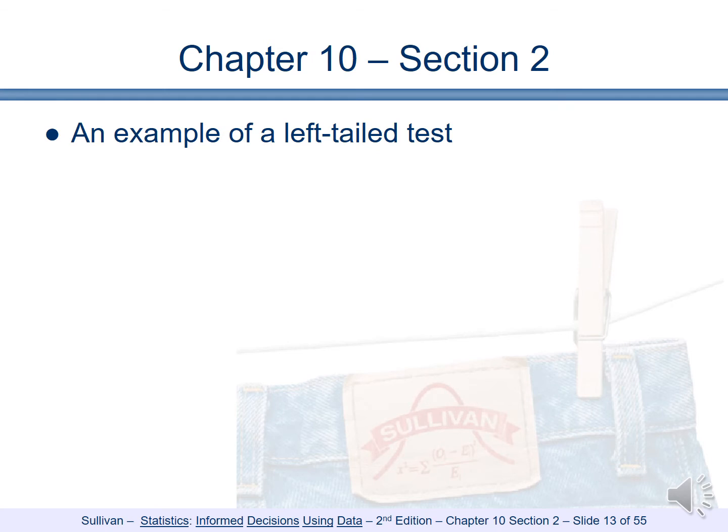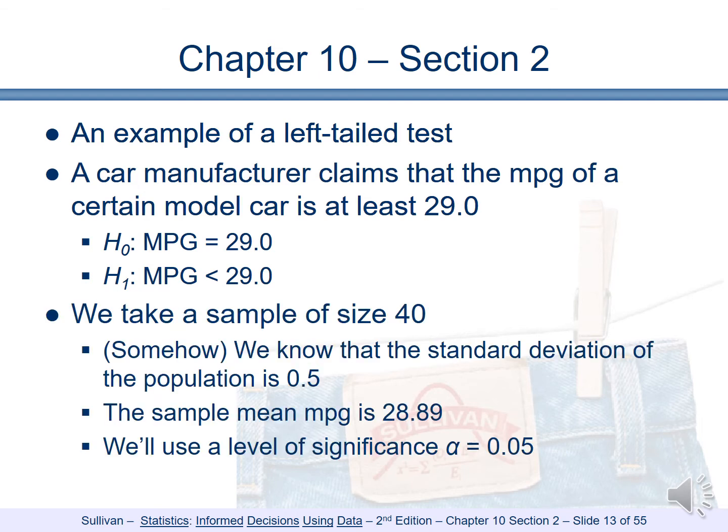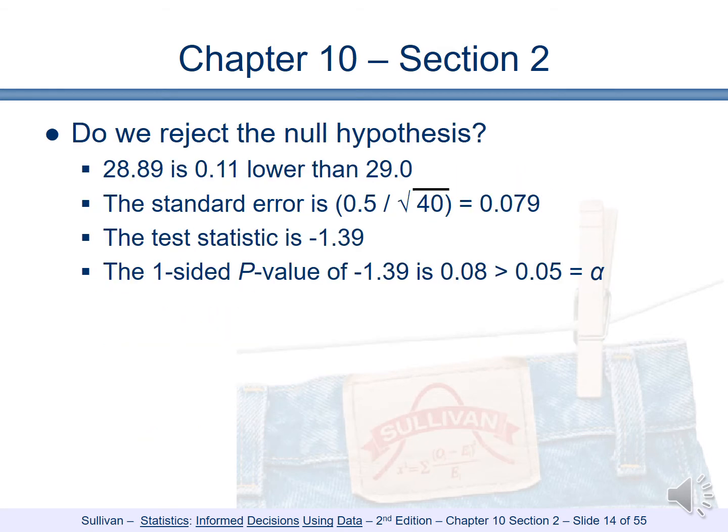Okay, here's an example of a left-tailed test. Again, I'll show you how to find these. Just hang tough with me for a couple more minutes. A car manufacturer claims the miles per gallon of a car is at least 29. So the null is equal to 29, or 29 or greater, and the alternative is less than. So we are on a left-tailed test. We have a sample of 40. Somehow we know the standard deviation is 0.5. The sample mean is 28.89, and we have an alpha of 0.05. Do we reject? I don't know. Let's find out.